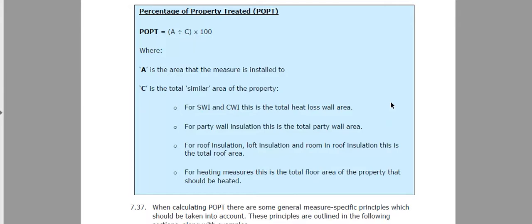Percentage of property treated. The Ofgem Dean scores assume that the measure type being installed treats 100% of that property. So for example, with cavity wall insulation, the Dean score assumes that all heat loss walls of that property are of cavity construction, and importantly, it assumes that 100% of those walls are being insulated. If they're not being insulated, then your POP reduces, and that is the percentage which affects your carbon or your LTS score. The actual percentage is rounded to the nearest 10%.